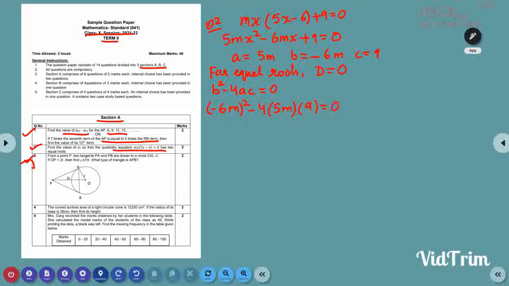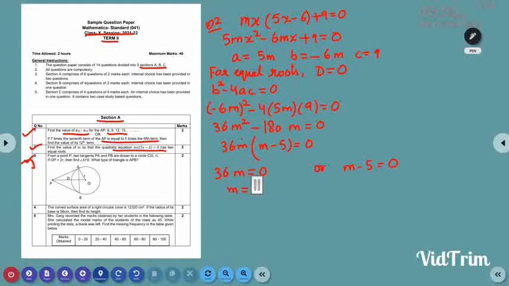This will be 36m square minus 5 4s are 20, 20 9s are 180. 36m square minus 180m will be equal to 0. From here we can take 36m common. So 36m will be taken as common, and in brackets m minus 5 will be left. So this will be 36m bracket m minus 5 equal to 0. So on solving this, 36m is equal to 0 or m minus 5 equals 0.